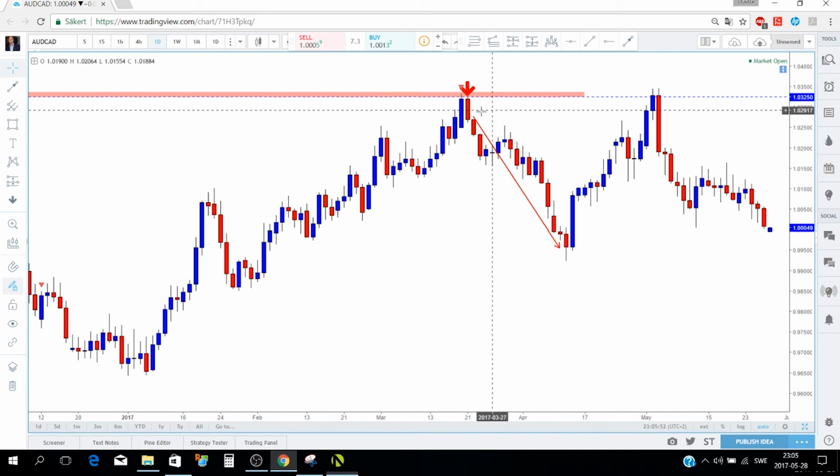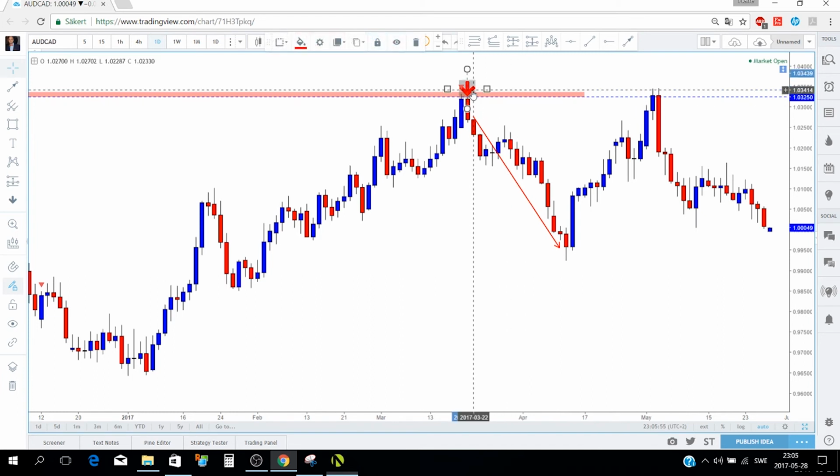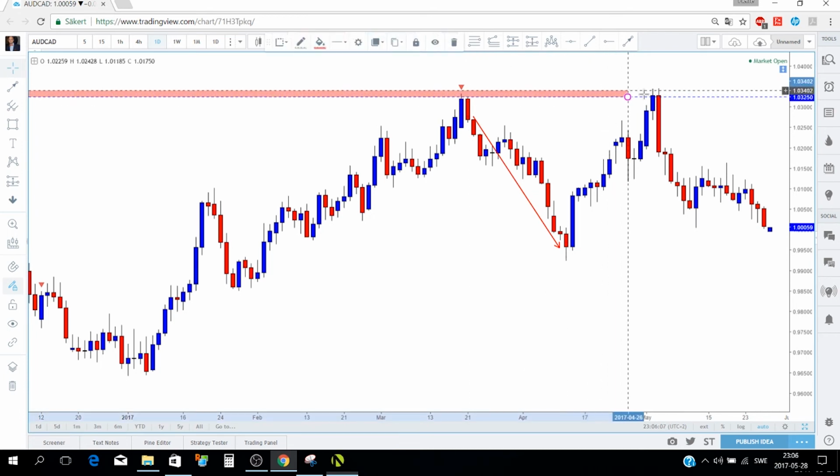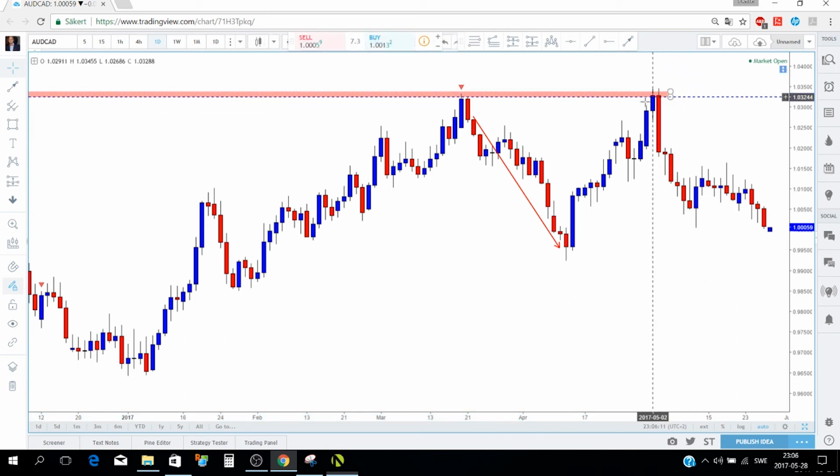One more thing to mention, it happens very often that a dark cloud cover candle can be used as resistance. And as you see here, we have another test of this structure where the market couldn't break these highs, and we got this huge engulfing candle, and the market started trending down, yeah. So both engulfing candles and dark cloud covers can be used as resistance levels.